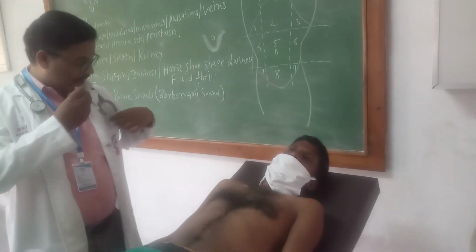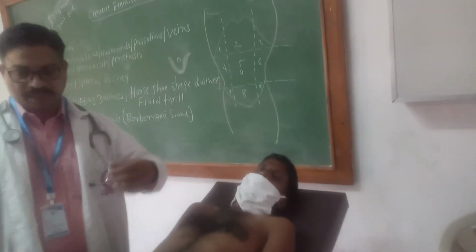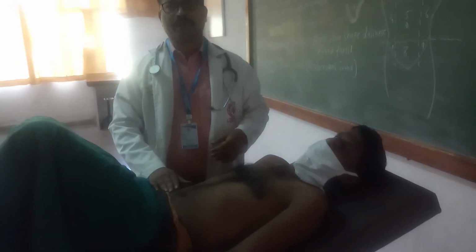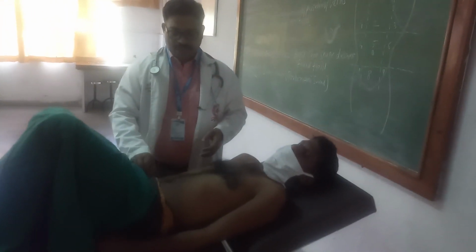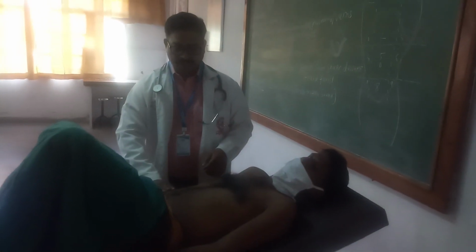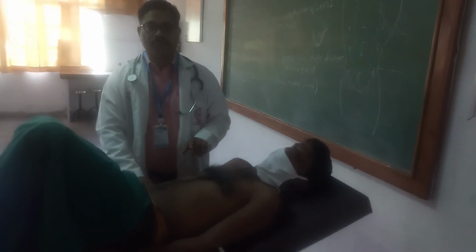Then, first thing, palpation of the liver. Always ask the patient to flex the knee joint, because flexion of the knee joint relaxes the abdominal muscles. And ask the patient to breathe. For palpation of the liver, you start palpation from the right iliac region and go upward toward the right hypochondrial region.